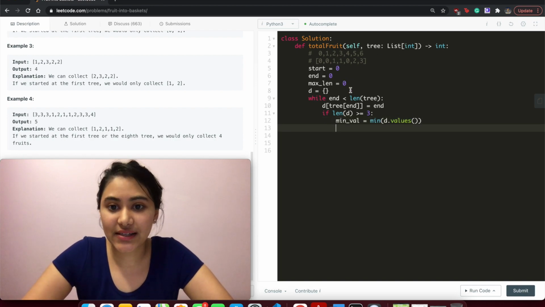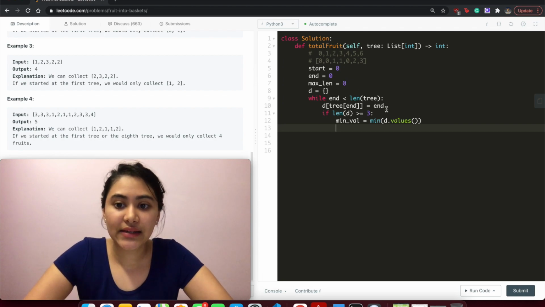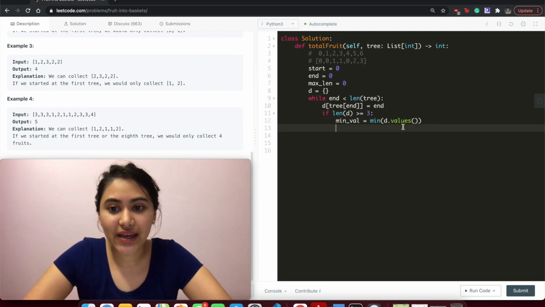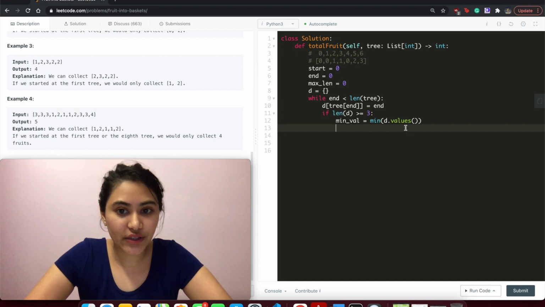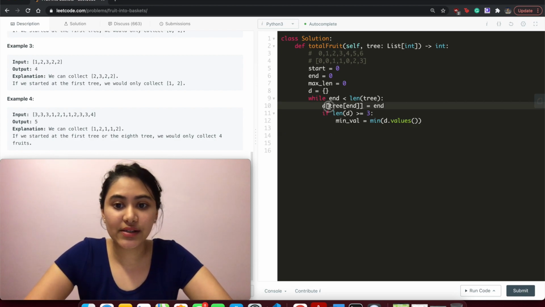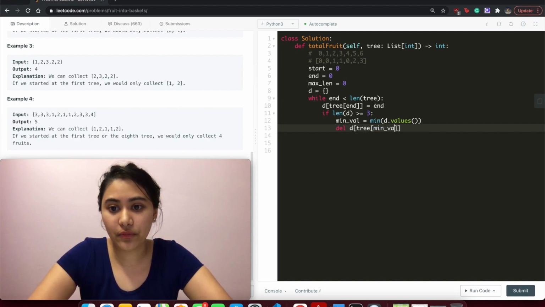And of course, in the dictionary, we have keys and their values. d.values returns all the values, and min is returning the smallest. So over here, we saved the character and the index we've seen them at. Min val is going to store the minimum index in the dictionary. So suppose it's index 1, for example, then that means we need to get rid of whatever tree or character is at that index. So delete d of tree of min val.